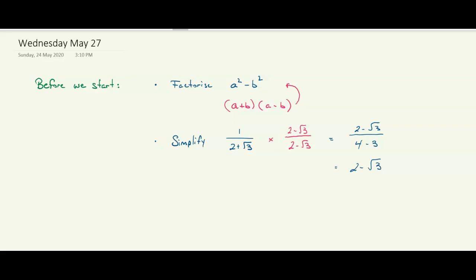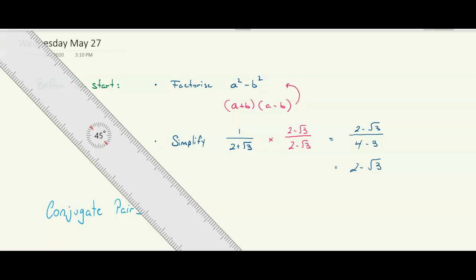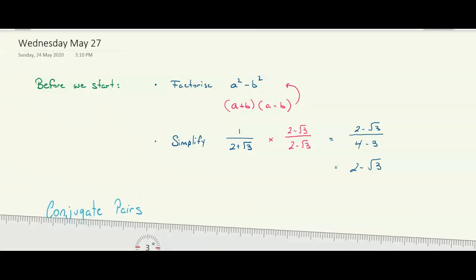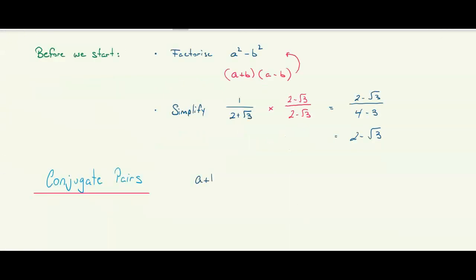So the reason I wanted you to go through that was just to bring back to the conversation this idea of conjugate pairs, what conjugate pairs are. So I'm just going to write this down. Conjugate pairs are binomials that just have the opposite sign in between the two terms. They're a plus b and a minus b. They're 2 plus root 3, and they're 2 minus root 3.